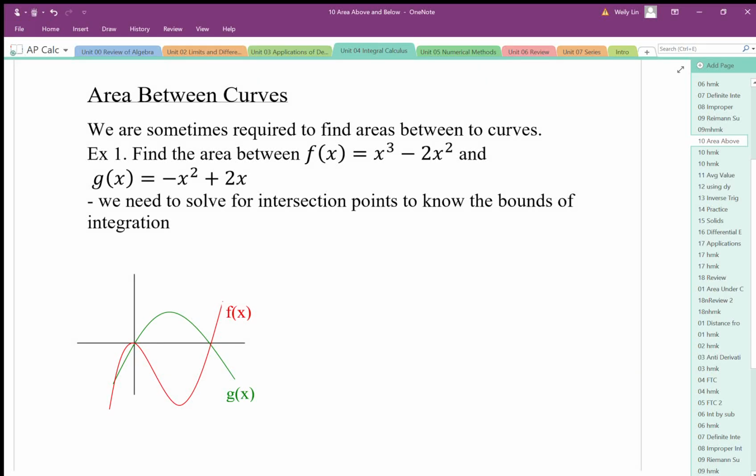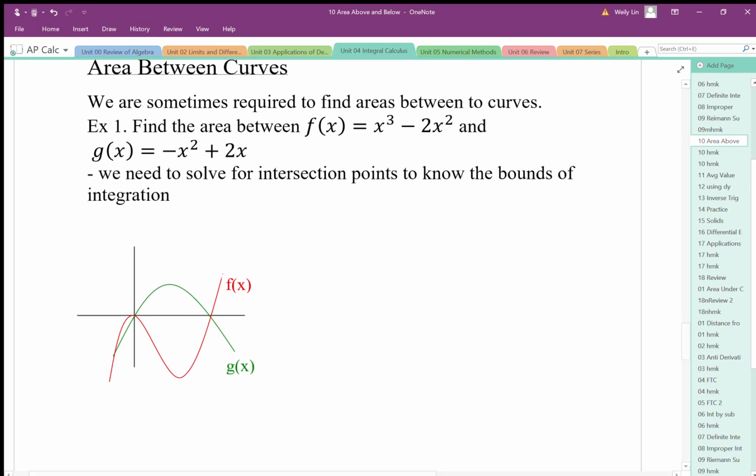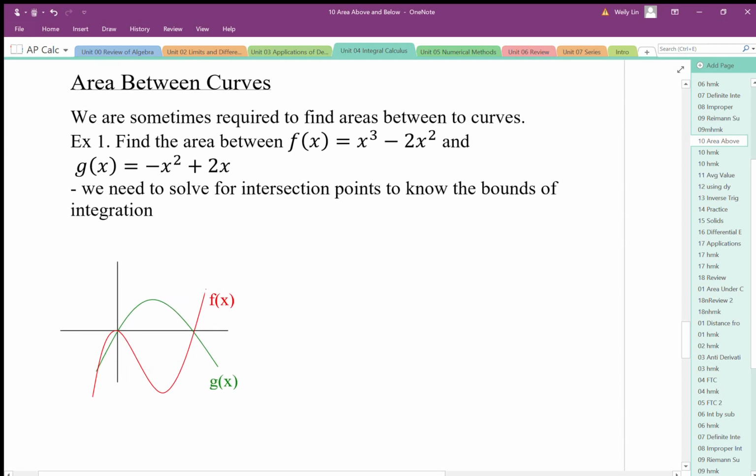So when we talk about areas between curves, we need to consider that the areas down here are going to be signed negative, and the areas up here are going to be signed positive. But we're talking about area, so we just want the area between. So we want the positive values.